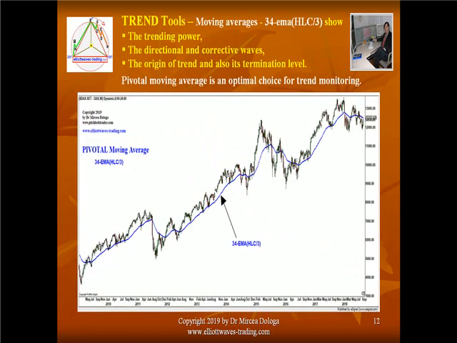Trend tools: moving averages, which we choose. It's the 34 exponential moving average, calculated after the high plus low plus close divided by 3. We have 3 big qualities of these moving averages: the trending power, the directional and corrective waves, and of course, it gives us the origin of the trend and also its termination level. We have to mention that the moving average is a lagging tool, but it's very efficient to show the architecture of the future impulsive pattern.